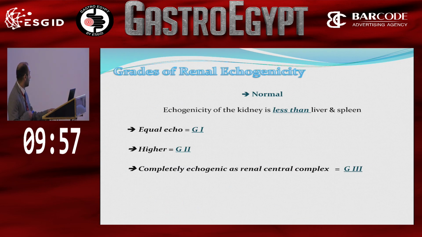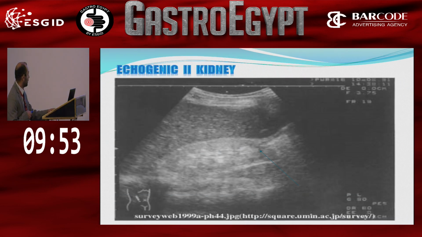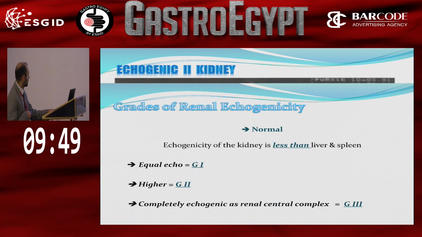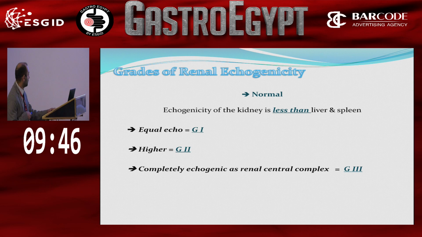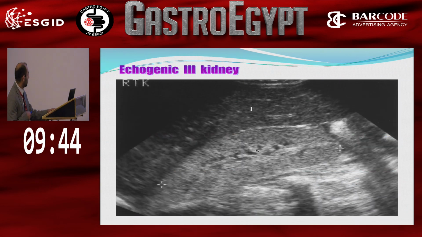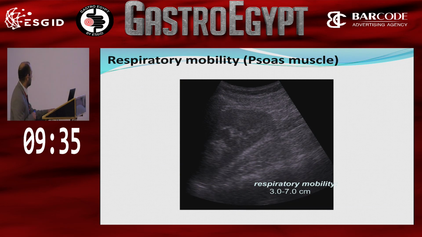Echogenicity of the kidney may be grade 1, grade 2, or grade 3. If it is more echogenic than the liver, it is grade 2. If it is equal to the liver, it is grade 1. If I can't discriminate, it should be grade 3. If it becomes smaller and echogenic inside, it is grade 4. As I said, respiratory movement is important to discriminate the upper pole of the kidney. I have to ask the patient to take a deep breath.